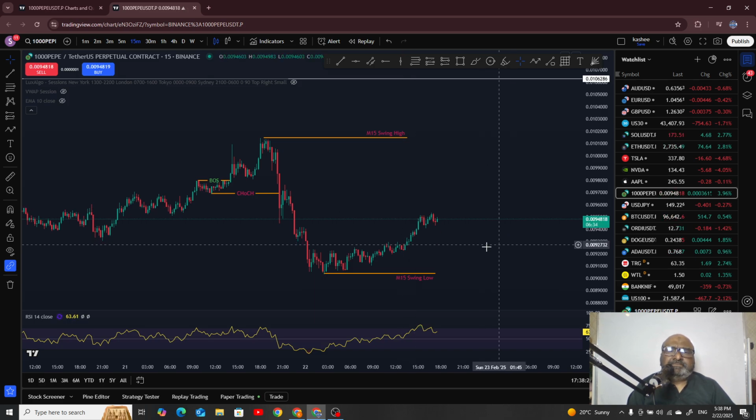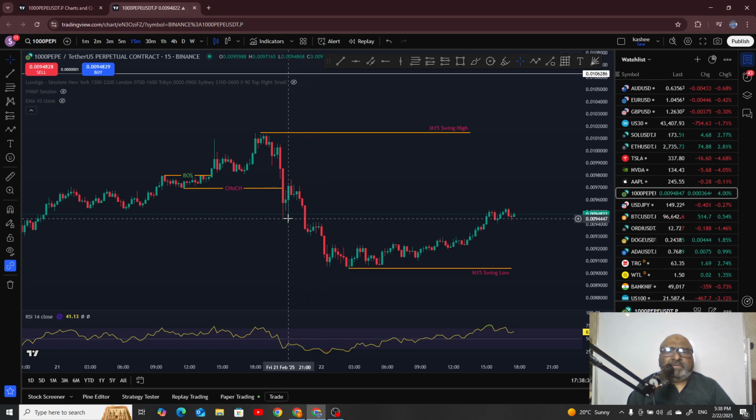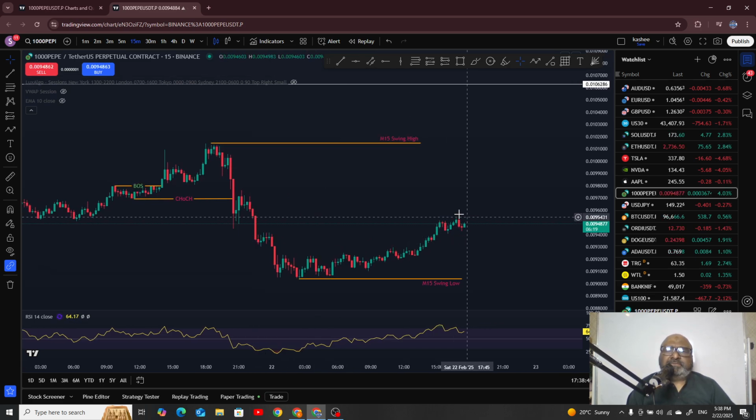Here, if we see this area, after this area we have a fair value gap. At this point market is in that fair value gap and you can see it's going sideways.